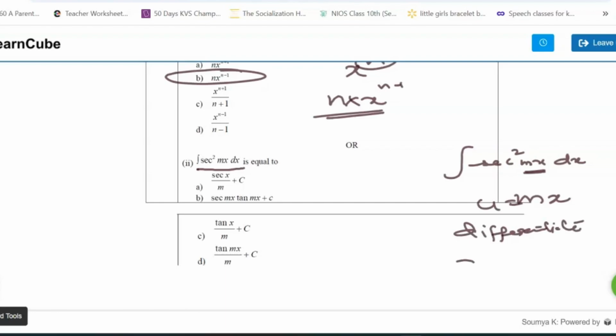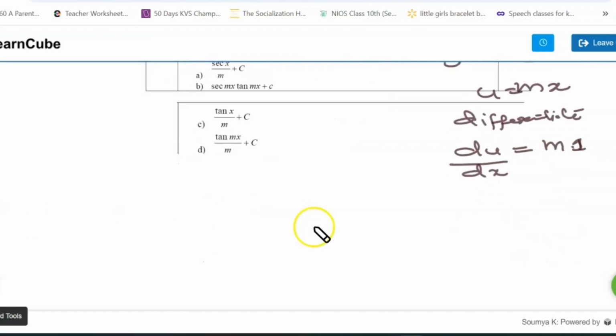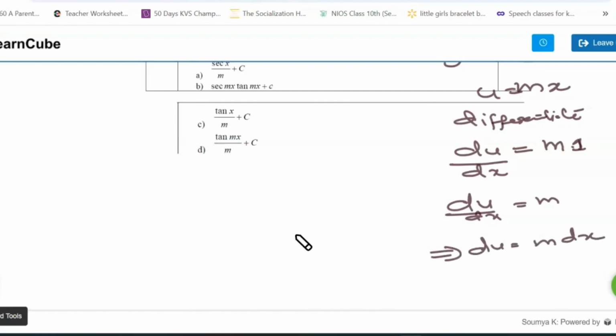dx. So du by dx, with respect to x we are differentiating. Okay, so m is a constant there and x we are differentiating, so dx by dx, the differential of x, will be 1. So du by dx is equal to m, or we can write du is equal to m dx. Okay, so this is what you have in your hand now.